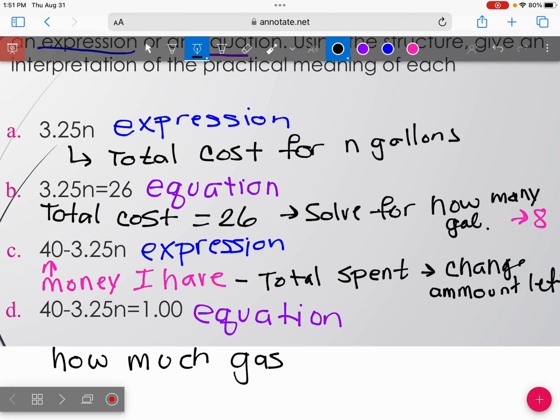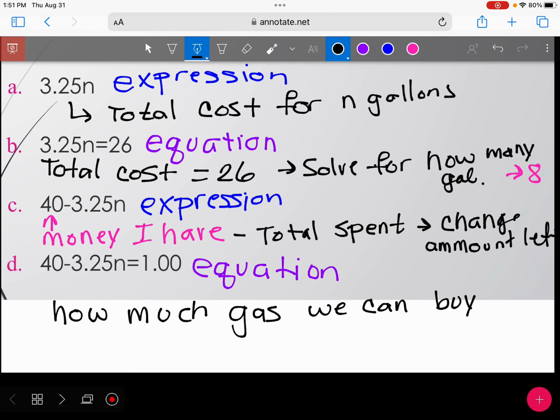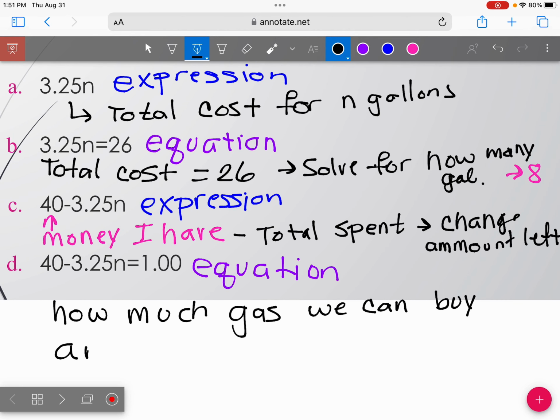There's lots of ways to word it, so whatever you have might not be wrong. How much gas we can buy and still have $1.